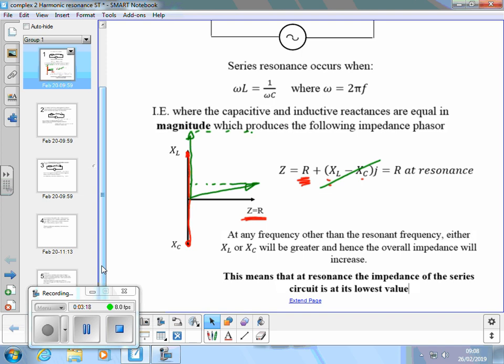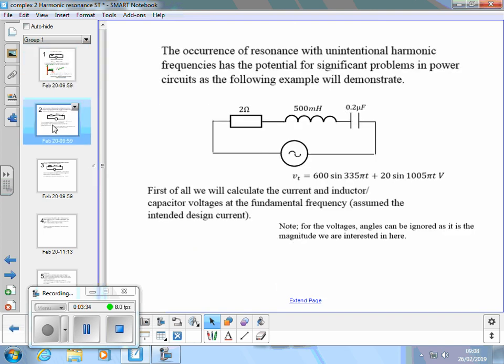Okay, so that's the situation. What we're going to do is go through an example together, and I'll give you another example to have a go at as well, because we'll be discussing what the possible implications are as well. So, the occurrence of resonance with unintentional harmonic frequencies has the potential for significant problems in power circuits, as the following example will demonstrate.